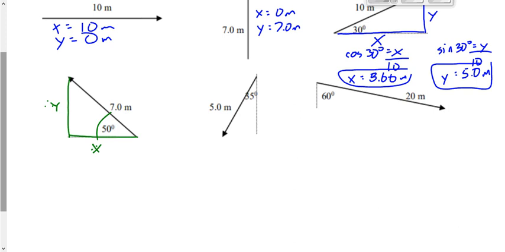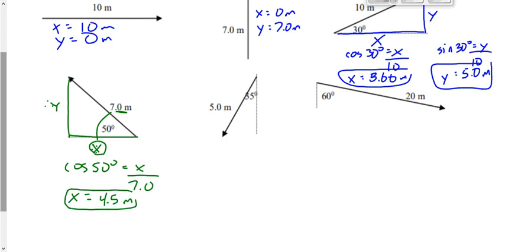If I'm looking for adjacent and I have hypotenuse, which trig function goes with adjacent and hypotenuse? SOH CAH TOA. It's cosine, right? We're going to say cosine 50 degrees is equal to adjacent over hypotenuse. X ends up being equal to 7 cosine 50. And 7 cosine 50 is 4.4995, or we'll just say 4.5.